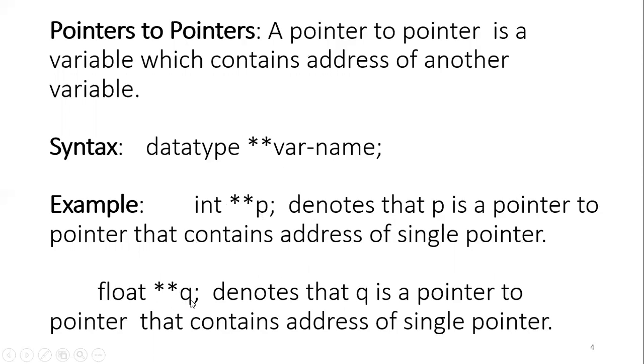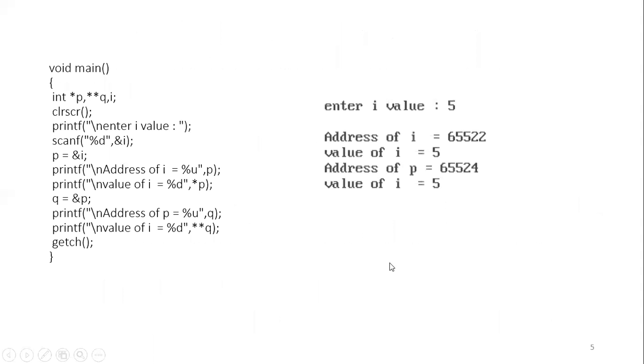Float star star q denotes that q is a pointer that contains the address of a single pointer of type float, which internally contains the address of a normal variable of type float. Here I am explaining it with a programming example. I have considered star p as a single pointer, star q as a double pointer, and I as a normal variable. Here I am entering the value of I using scanf.